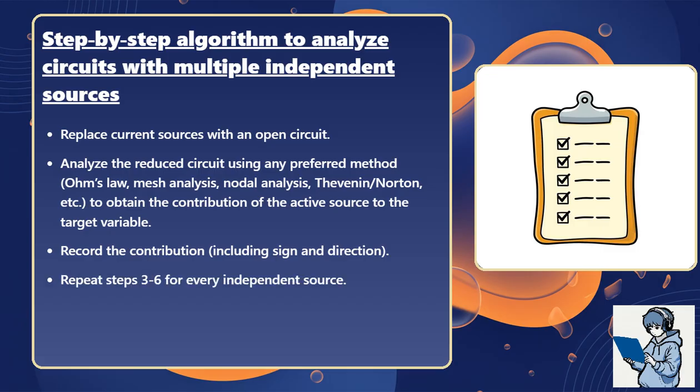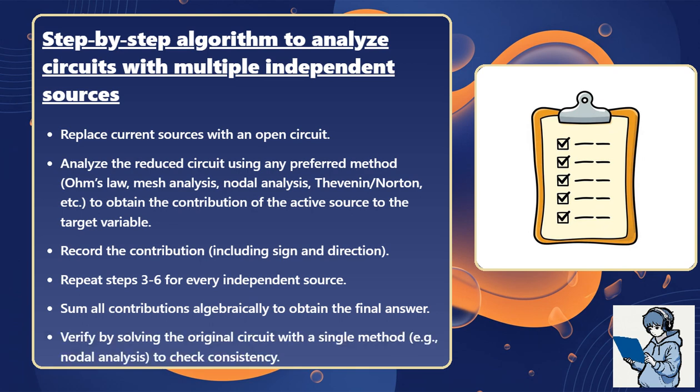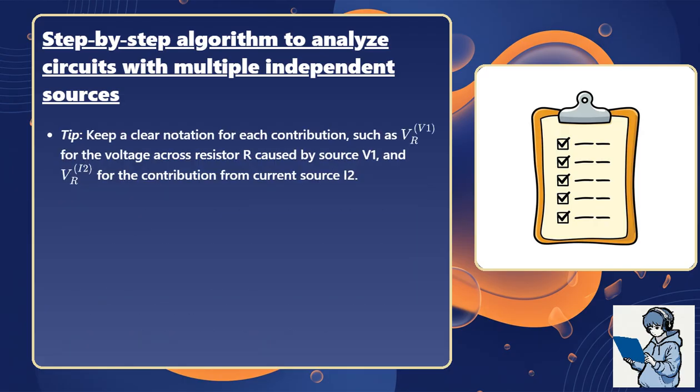Repeat steps 3 to 6 for every independent source. Sum all contributions algebraically to obtain the final answer. Verify by solving the original circuit with a single method, for example, nodal analysis, to check consistency. Tip: keep a clear notation for each contribution, such as V_R^(V1) for the voltage across resistor R caused by source V1, and V_R^(I2) for the contribution from current source I2.